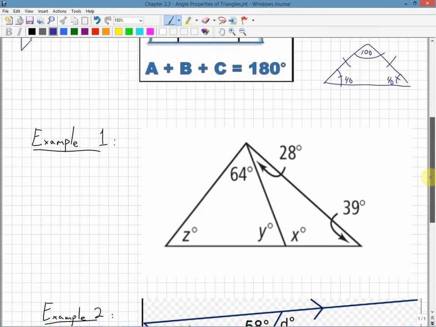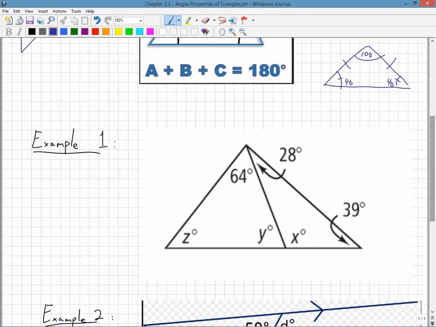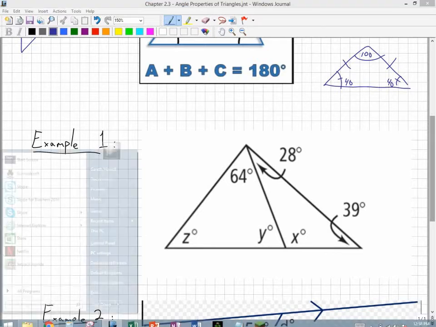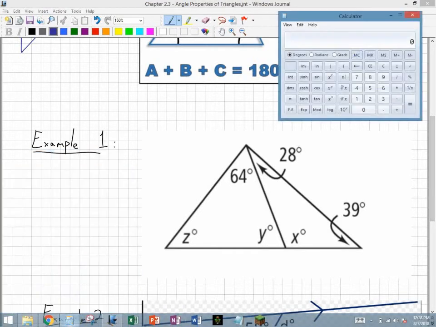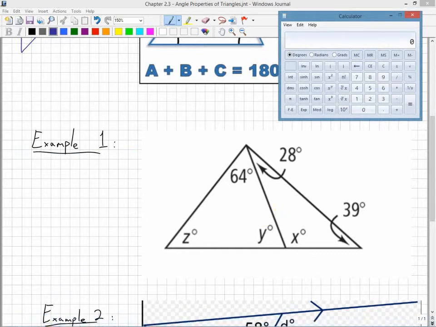So let's look at some examples here. First example I have here, I don't have any parallel lines. We're going to look at that in example 2. I just have a triangle here. And this triangle is made up of actually 2 triangles. There's a big one. There's also a small one on the side here, and a small one on the side here. An obtuse one on the right, an acute one on the left.